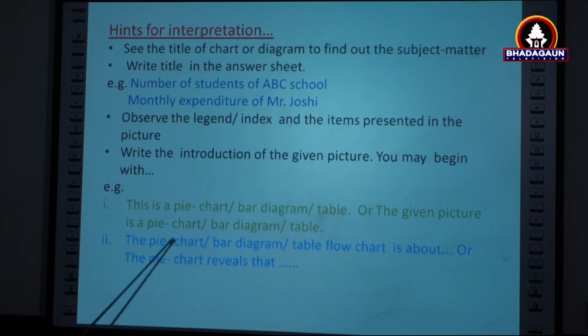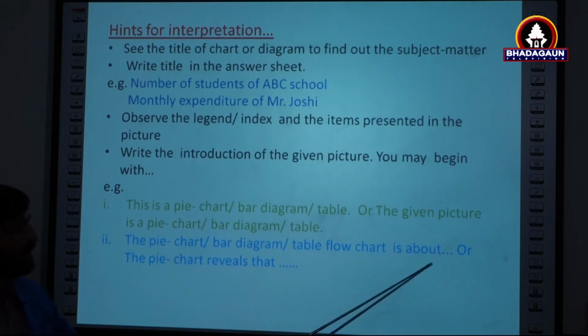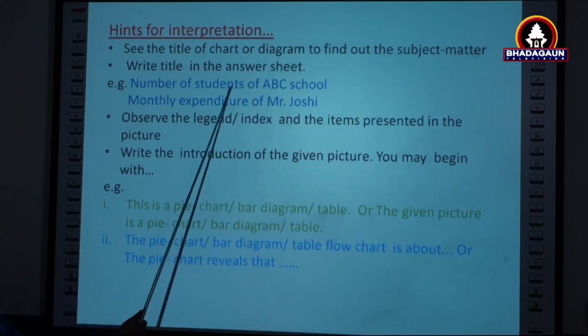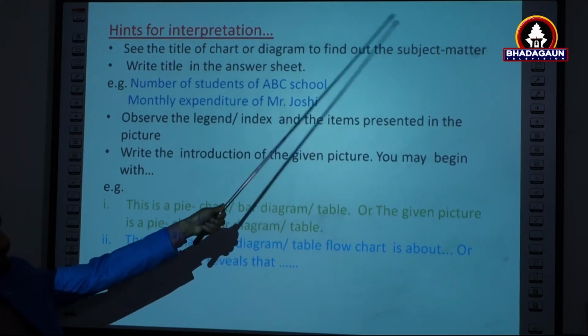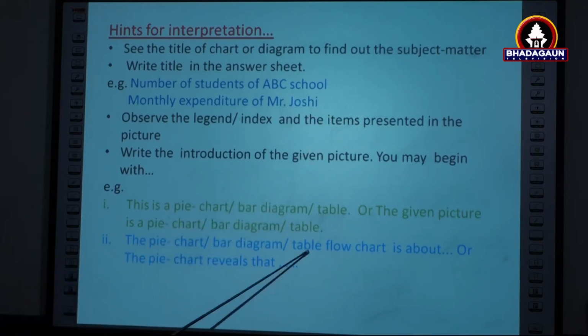So what will the second line be? That is what it is for, or the purpose of presenting that para-orthographic text. When you write the second line of that interpretation, you say the pie chart, bar diagram, table, or flow chart, whatever is given there, is about. The content will be given either in the title form, or it will be given in the question. So you will write in such a way, or instead of this first sentence, you can also say the pie chart reveals that.